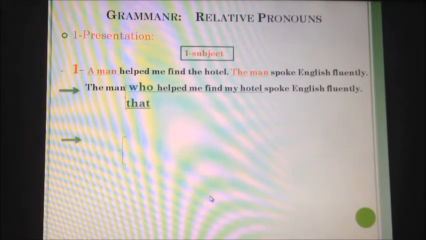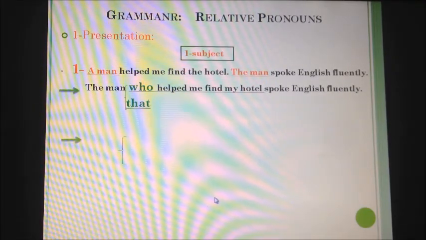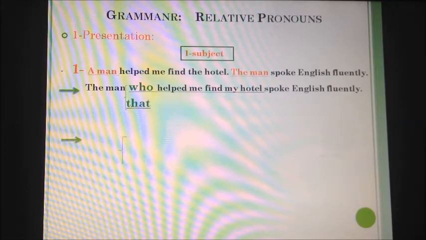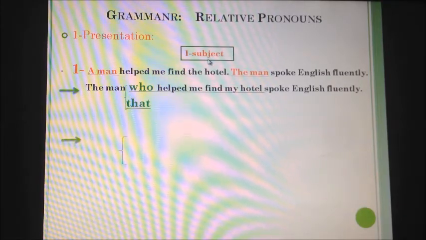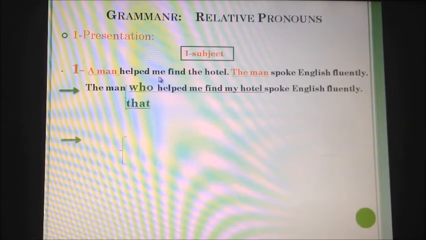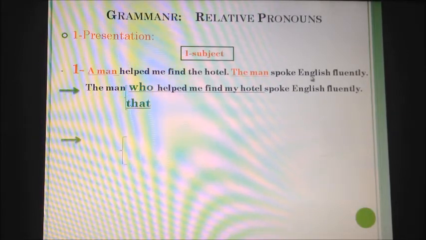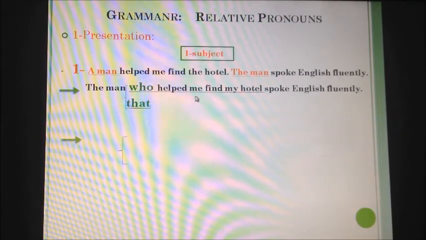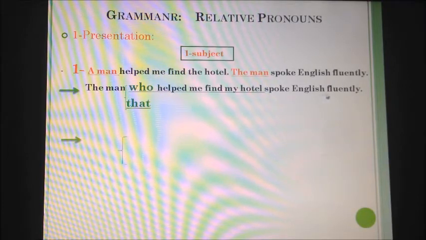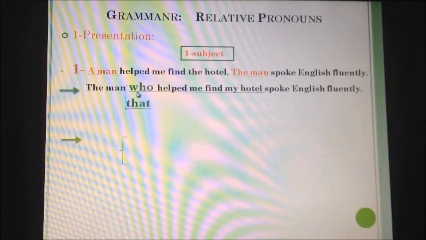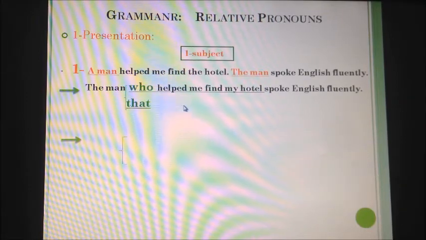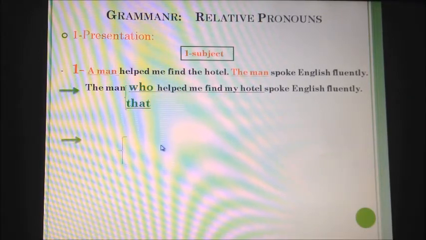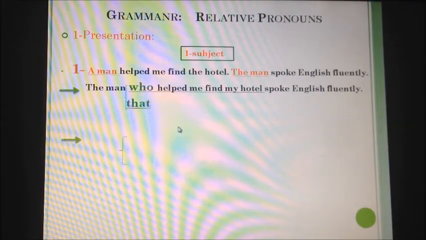There are many forms of relative pronouns. The first form is when we are talking about the subject. The subject means الفاعل الذي يقوم بالفعل. A man helped me find the hotel. So it's the man who helped me. He is the subject. The man spoke English fluently. So the man who helped me find my hotel spoke English fluently. Or instead of who, I can say the man that helped me find my hotel. So still within the subject.